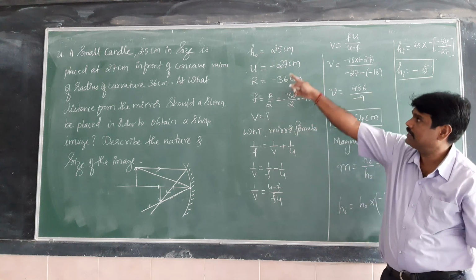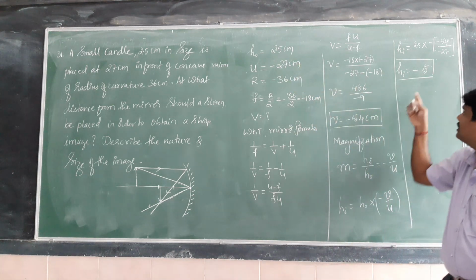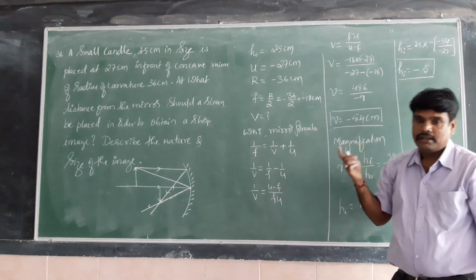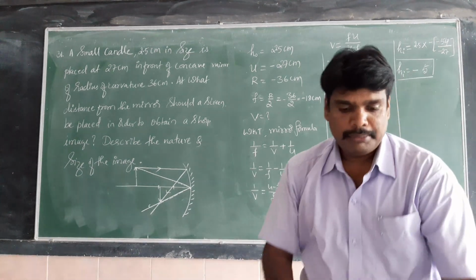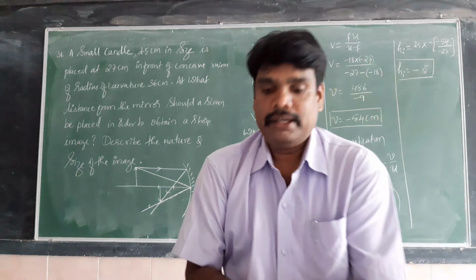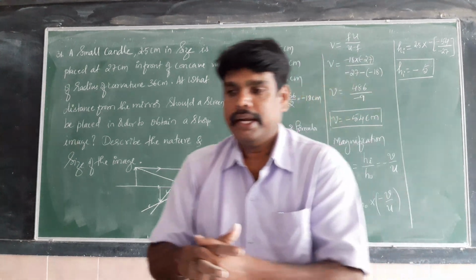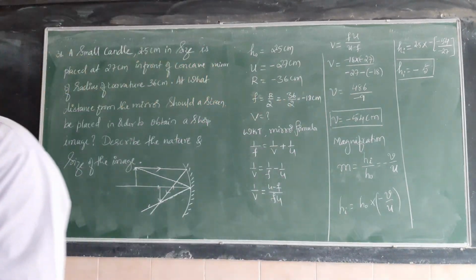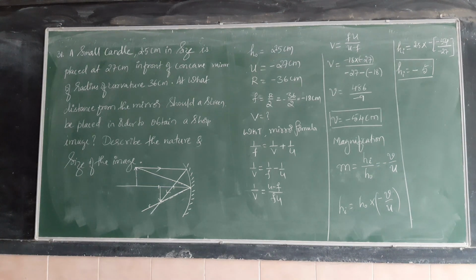So whatever the size is, 2.5, the size of the image is 5. So double. The nature of the image is that it is magnified and inverted. So it is a real image.